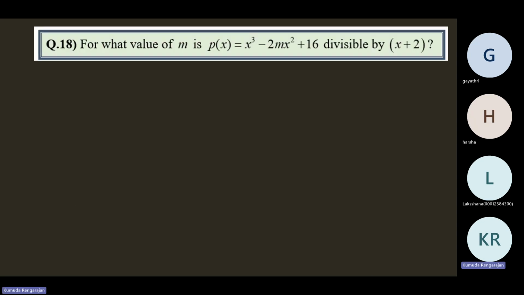For what value of m is p of x equals x cubed minus 2mx squared plus 16 divisible by x plus 2? Divisible meaning the remainder should be 0. If it should be divisible, the remainder should be 0, right?